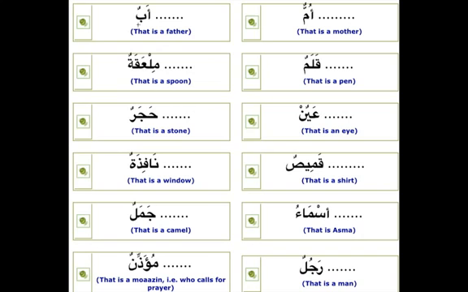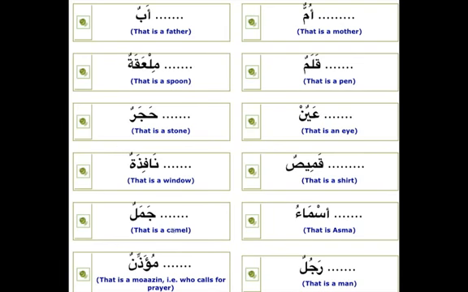Same thing here. Let's quickly go through this. Abun. Abun is male, so we use dhalika abun. Mil'aqa, with ta marbuta, is feminine, so we say tilka mil'aqa. Hajarun is a male object, so we say that is a stone: dhalika hajar. And nafidatun is window. Nafida means window, and it's a feminine word, so we use tilka.